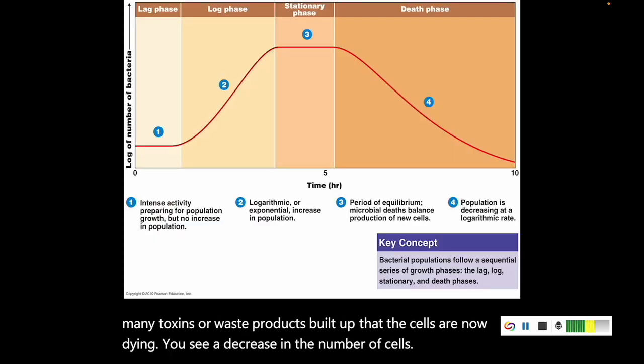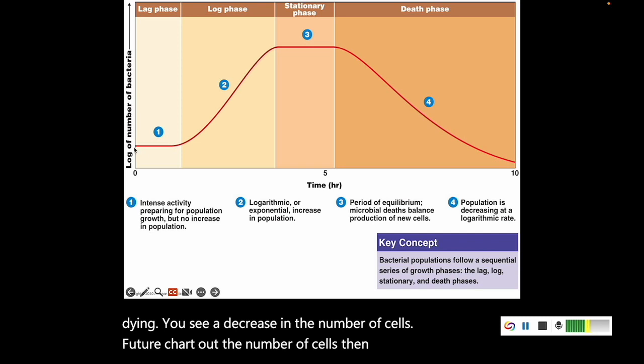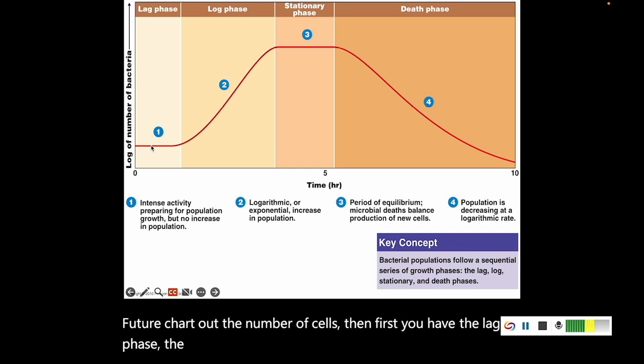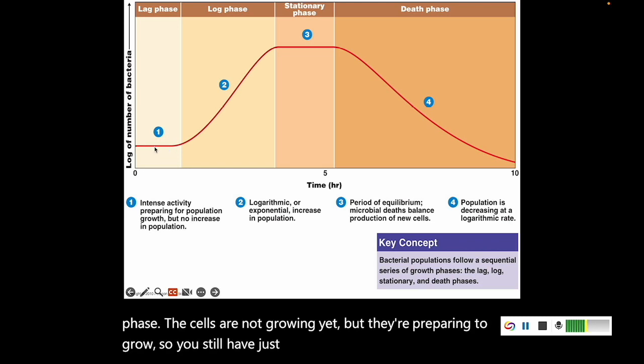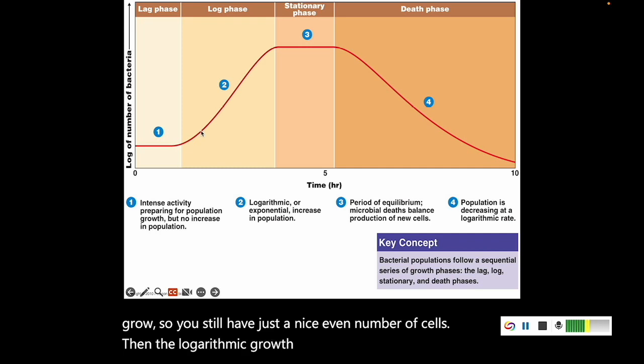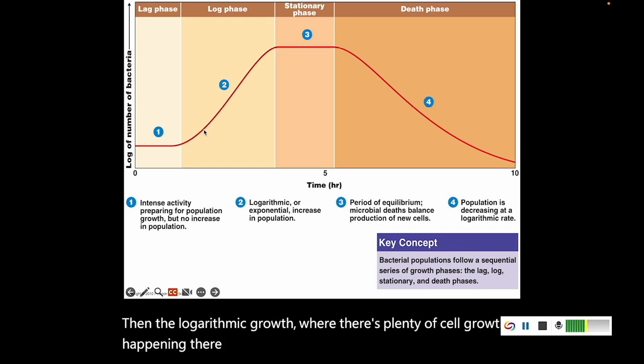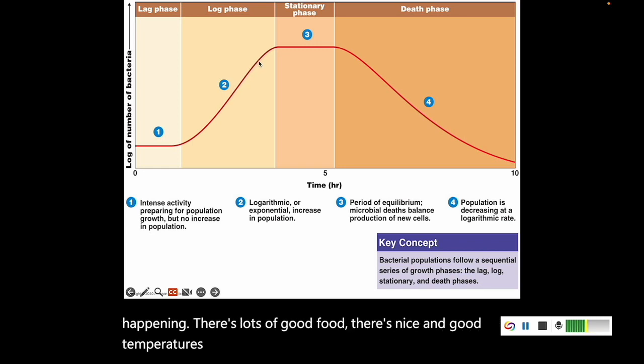If you were to chart out the number of cells, then first you have the lag phase. The cells are not growing yet, but they're preparing to grow. So you still have just a nice even number of cells. Then the logarithmic growth, where there's plenty of cell growth happening. There's lots of good food. There's nice and good temperatures. It's just growing nicely. The pH is just right.